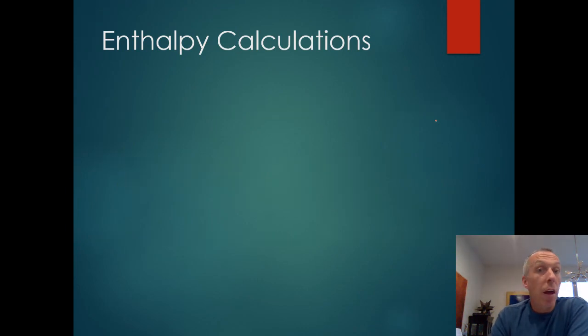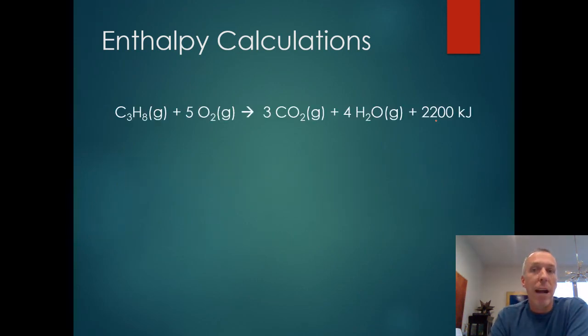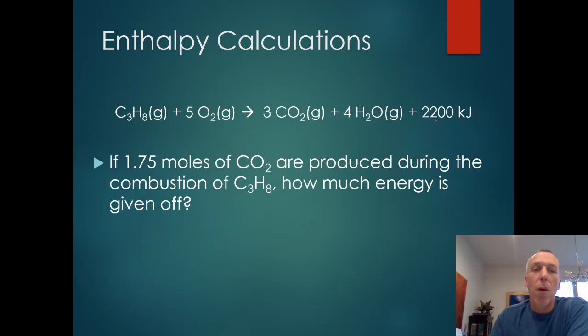Okay, let's look at another example. So here's a propane reaction again. We're going to do the same reaction, but this time 1.75 moles of carbon dioxide are produced. How much energy is given off? This one's not quite as easy because the numbers aren't nice and simple, so we need to look at this and see how we're going to solve it. We're starting with moles of carbon dioxide, and we're trying to figure out how much energy is produced in this reaction.